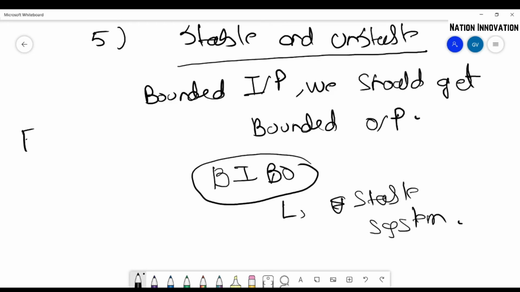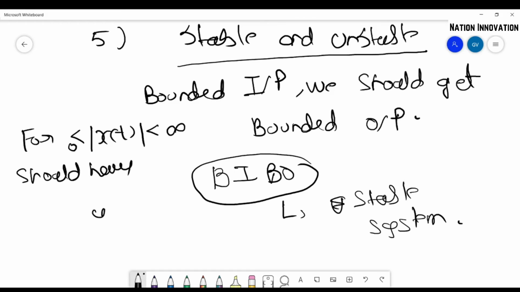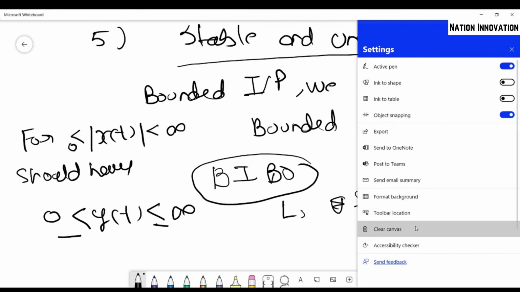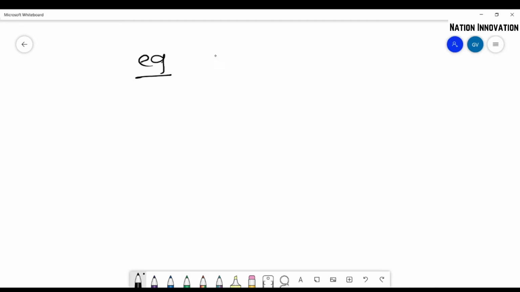So for a bounded x of t, which should lie between 0 and infinity, we should have y of t between 0 and infinity. If I take a normal signal which we have discussed in earlier classes, let's suppose x of t is equal to u of t. So what was u of t? u of t was equal to 1 for t greater than or equal to 0.